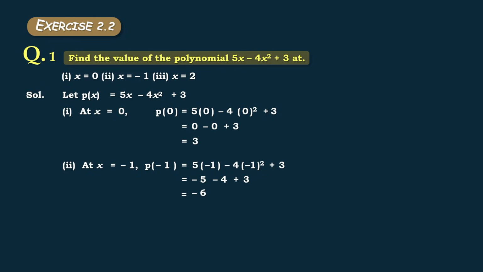Now, when x is equal to 2. So, p of 2 is equal to 5 multiplied by 2 minus 4 multiplied by 2 squared plus 3. 5 multiplied by 2 is 10. 2 squared is 4. 4 multiplied by 4 is 16. So we get 10 minus 16 plus 3. 10 minus 16 is minus 6. Minus 6 plus 3 is minus 3. Therefore, the value is minus 3. Always substitute carefully and simplify step by step to avoid mistakes.